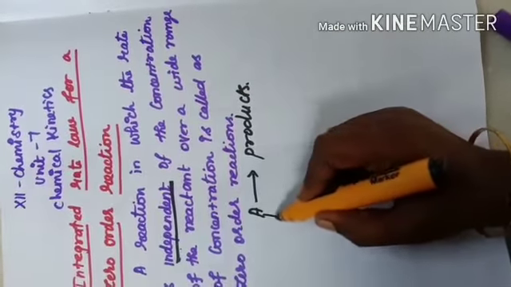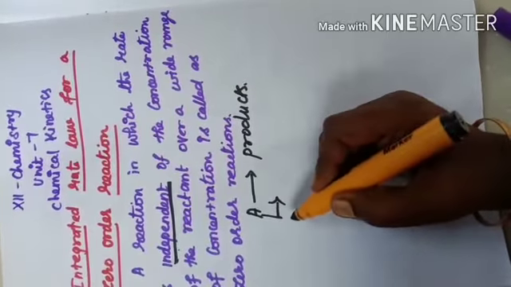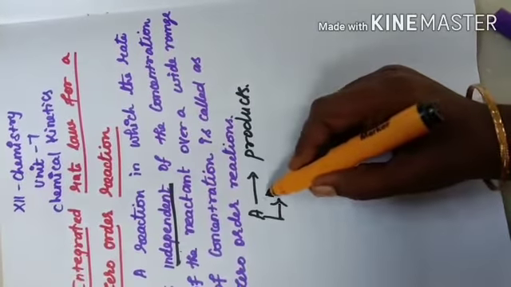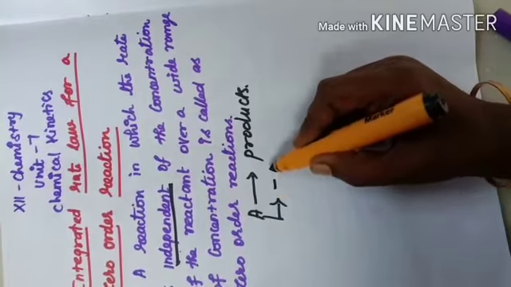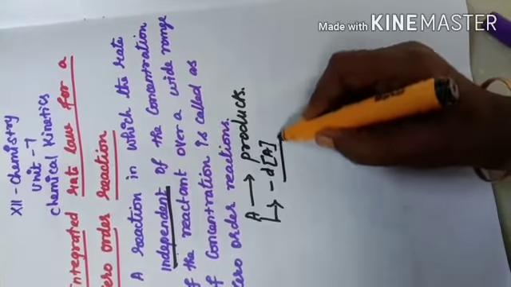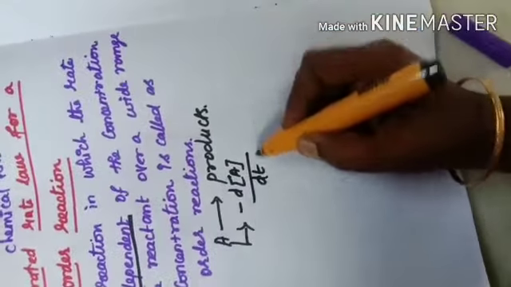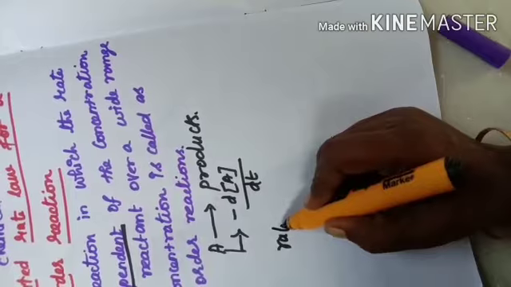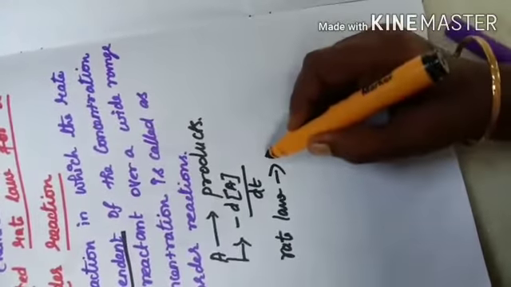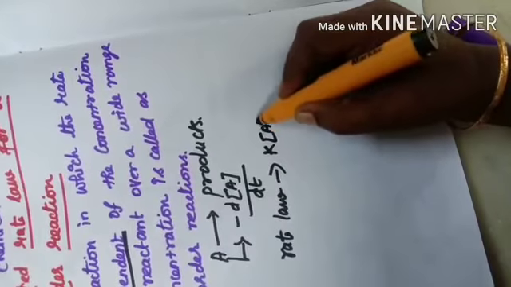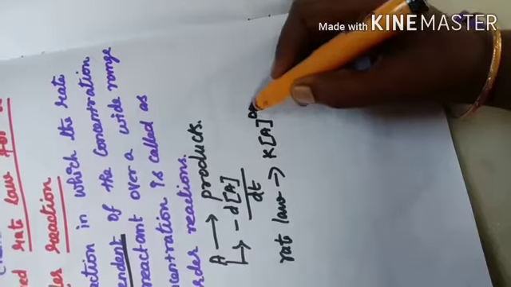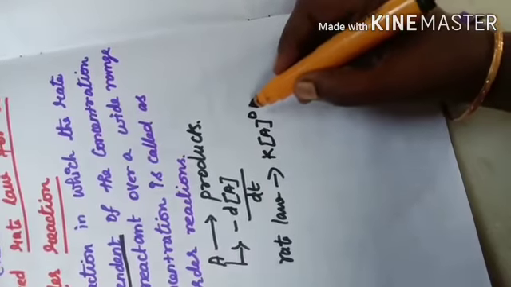See here how we can write the rate. We already know that rate is the change in concentration with time. So rate for this reaction can be written as minus d concentration of A divided by dt. And then the rate law can be expressed as k into concentration of A raised to the power 0. And this 0 denotes that this belongs to the zero order reaction.